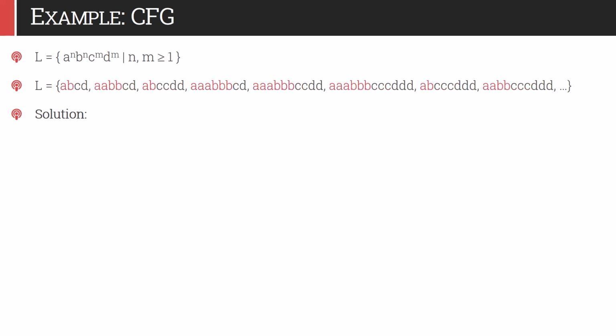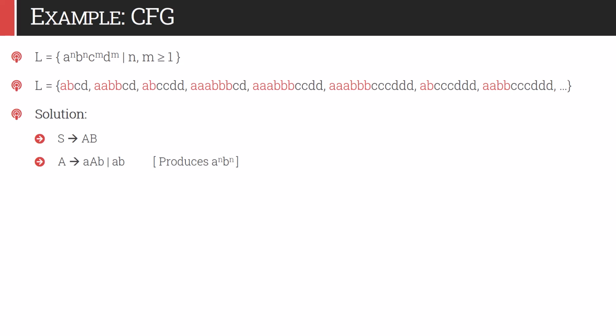L is equal to A power n, B power n, C power m, D power m. So here first half of the string says that number of A and number of B should be same. Second half says that number of C and number of D should be same. So again we will break it down into two halves. Using A we will produce A power n, B power n. We have already done that.